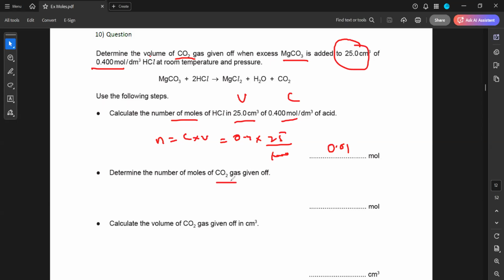Then the number of moles of carbon dioxide. So HCl moles we have and we need carbon dioxide. So the first part we solve by formula. The second part we take a ratio between HCl and carbon dioxide. The ratio is 2:1. So if we have 0.01, how many will be there? X. Cross multiply. So this will be twice, so 0.02 moles will be there.